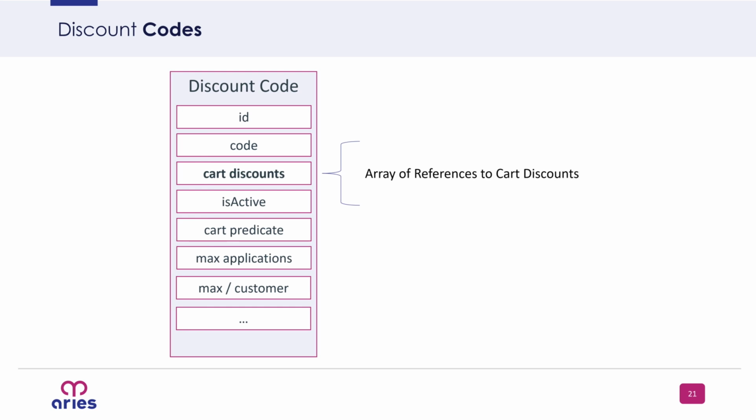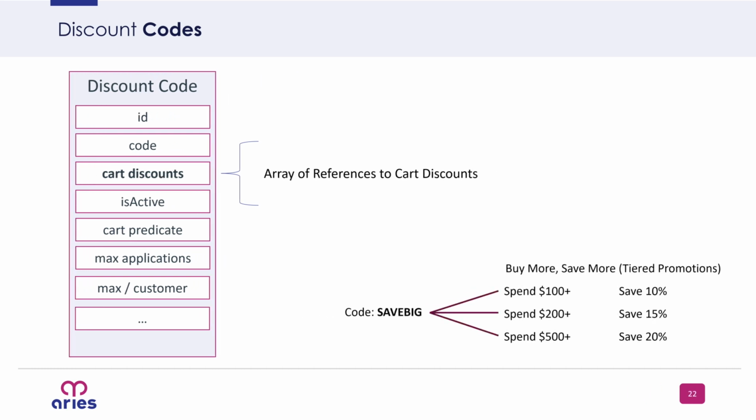Next, discount codes point to specific cart discounts. In the API, this is represented as an array of references. In the Merchant Center, it just looks like a list. And you might be asking, why would one code have multiple discounts attached? This actually opens up a wide variety of possible discounts and promotions you can run. One example up on the screen is a spend more, save more type promotion. Here, a single coupon code can point to each threshold, which are set up as different cart discounts. And as I said, having this one-to-many relationship opens up the type of promotions you could run.